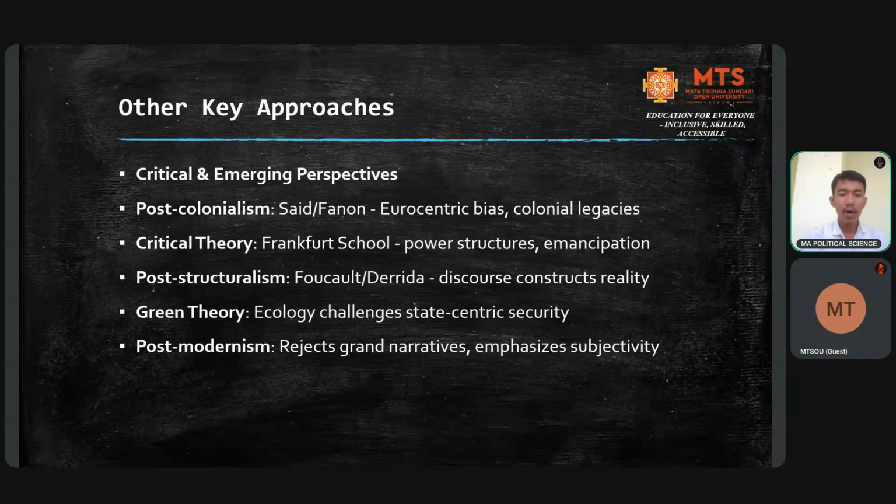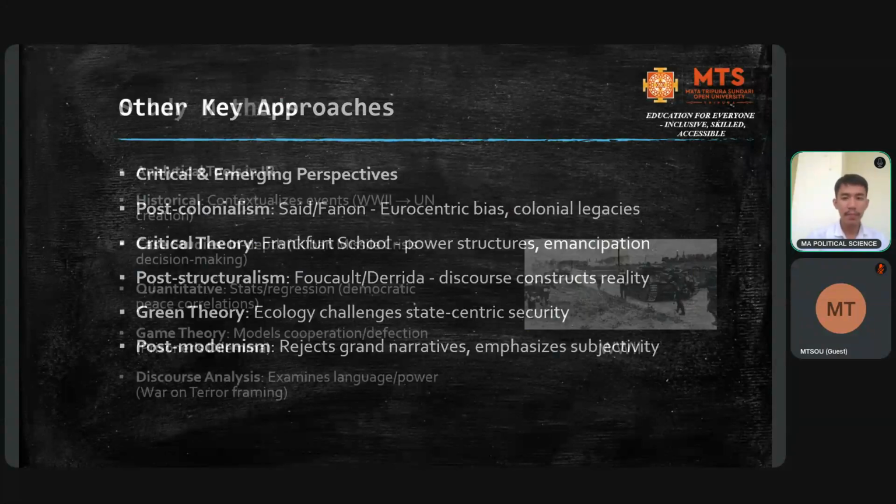Green theory, okay, those who are environmentalists, they talk about the ecological challenge to state-centered security. So it is not always that people are the problem. Ecology, environment might also be a problem. We have to solve that also. That is green theory. Postmodernism: they talk about grand narratives and emphasize subjectivity. Okay, they don't say that whatever is said is the correct one, but it can be changed, subjectivity. So these are the other key approaches.